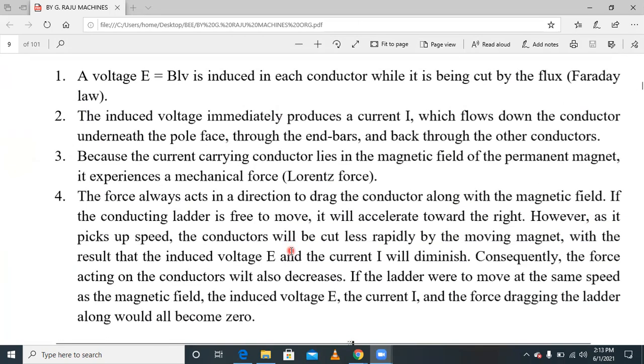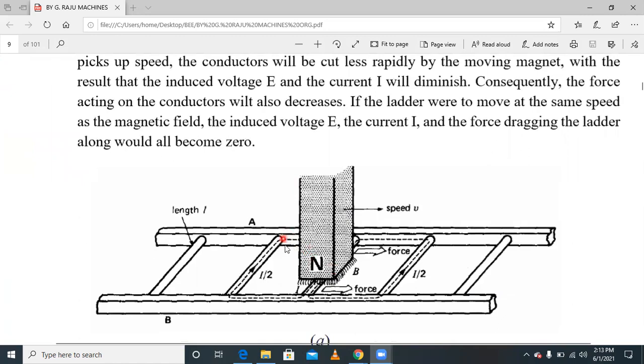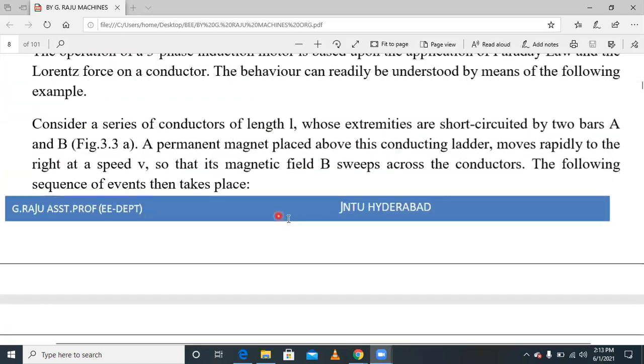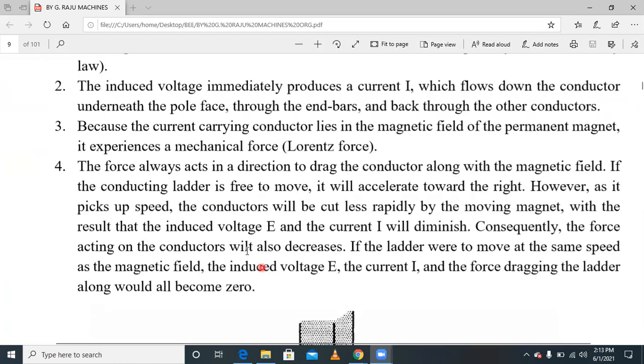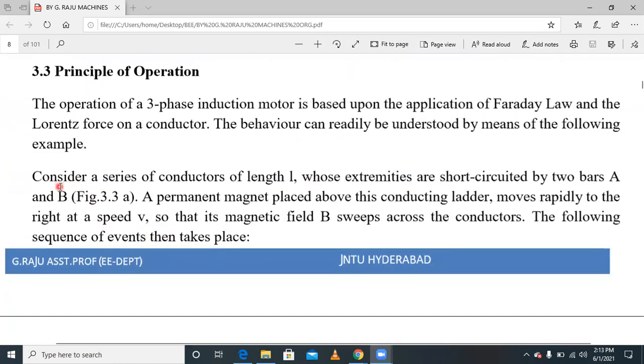The behavior can be readily understood by means of the following example. By using this example, I will explain how it works. Consider a series of conductors of length L.